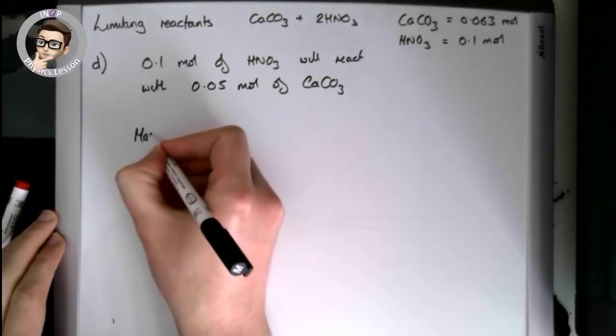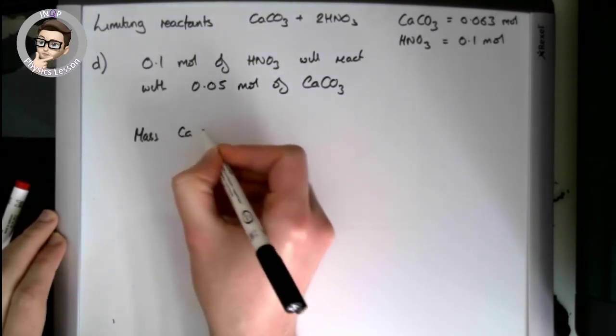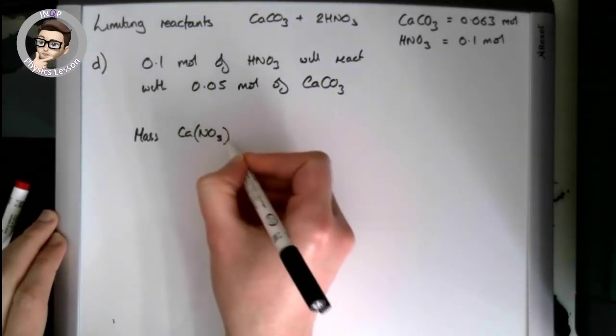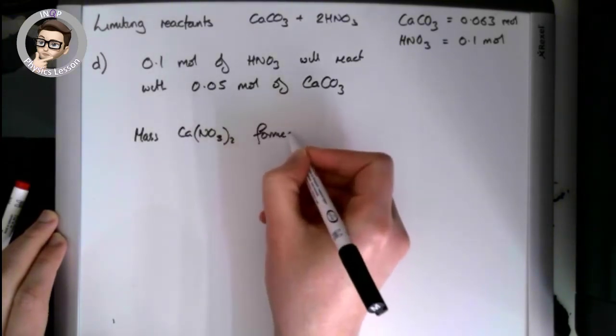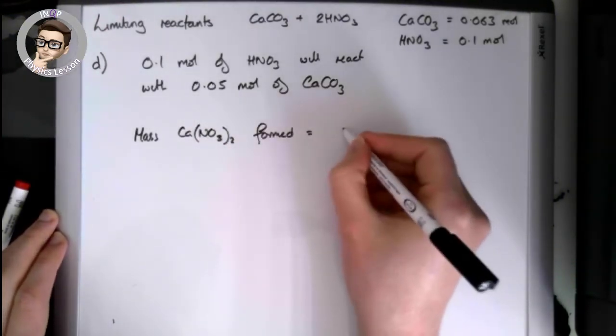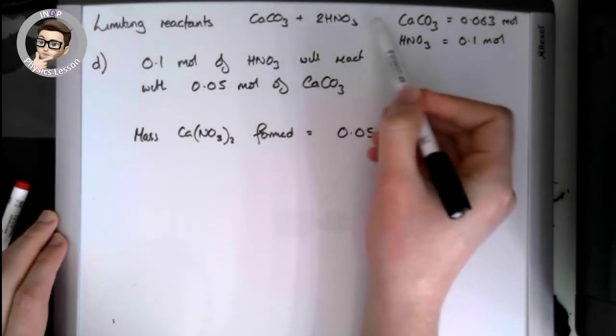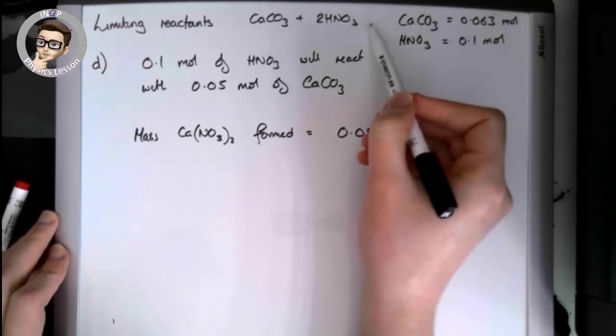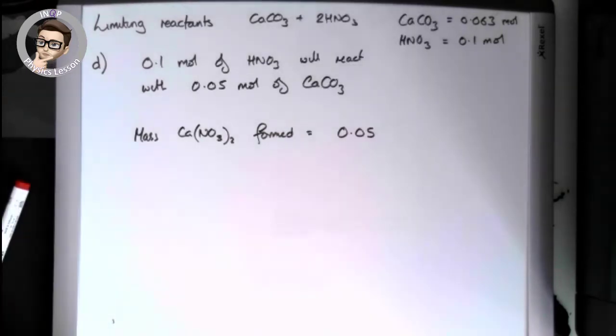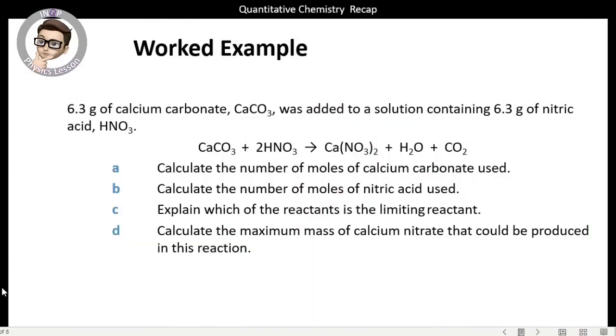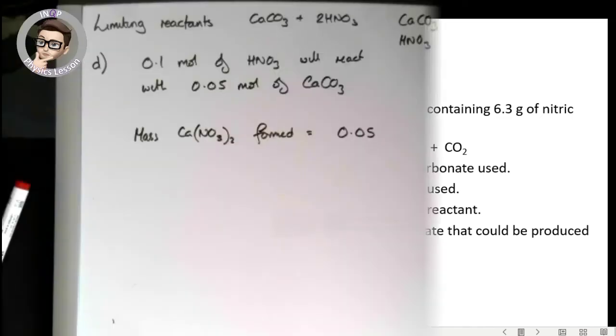So the mass of Ca(NO3)2 formed will give me 0.05, because I'm going to get 1 mole of my calcium nitrate, because remember there's no number on my calcium nitrate. In fact, let me just go back to PowerPoint for a second so you can see. Looking at the chemical equation, there's no number of moles. We haven't had to balance this part here. So 1 mole of this will react with 2 moles of this, which will give us 1 mole of this. Okay, so this is where we're bringing this all together.